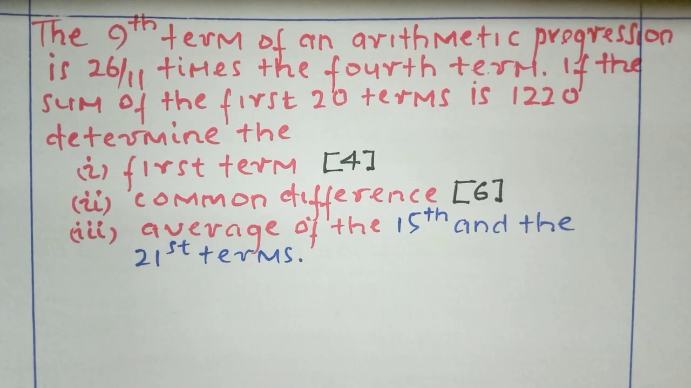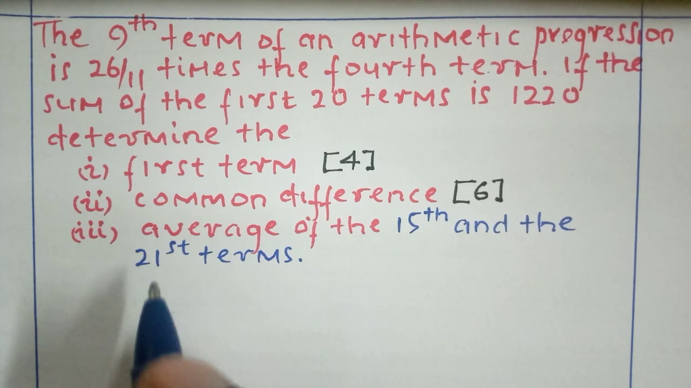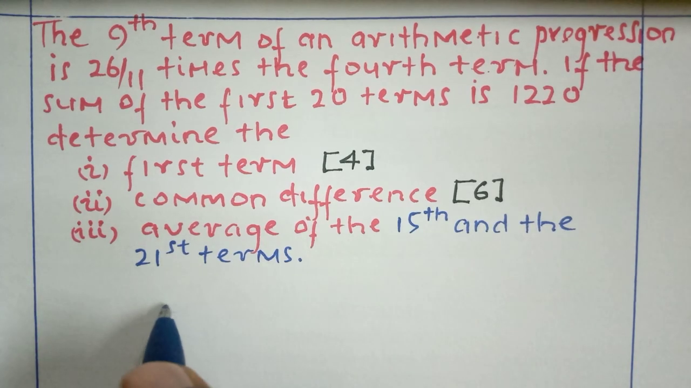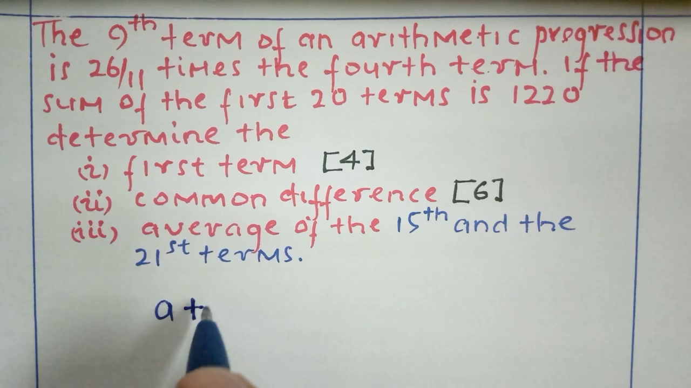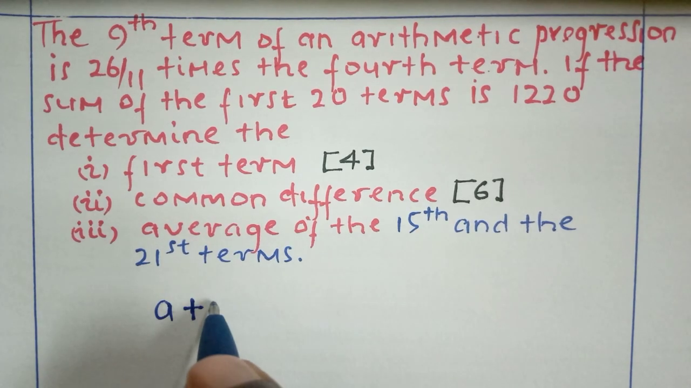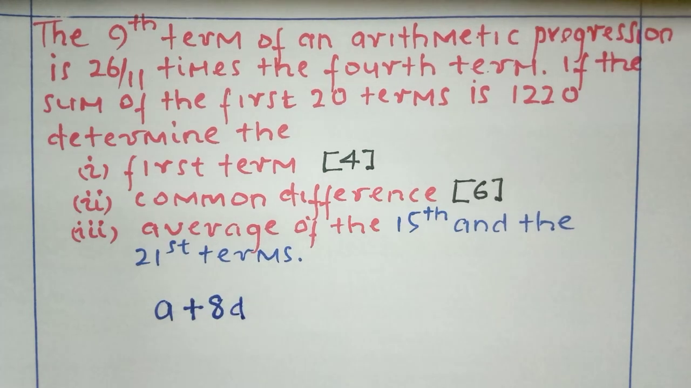So we look at this. The question states the ninth term of an arithmetic progression. What is the ninth term? The ninth term is supposed to be A plus, not 9 but 8D. That is the ninth term. I hope you understand that.